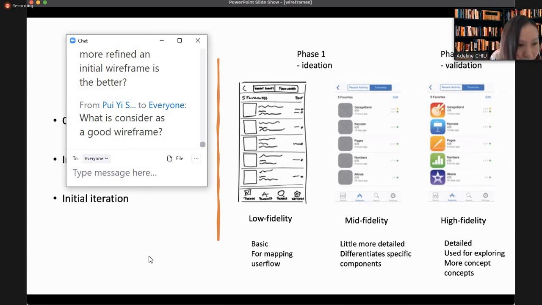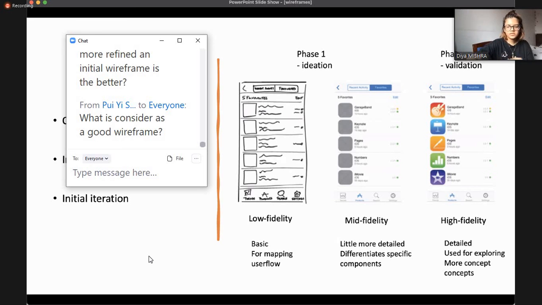Well, one more question. Thanks, Nikki. What do you consider a good wireframe? A good wireframe depends on which wireframe. If it's the initial design, as mentioned before, it acts as an initial iteration. So it should be at a stage where you can develop it more, but not as refined as well.